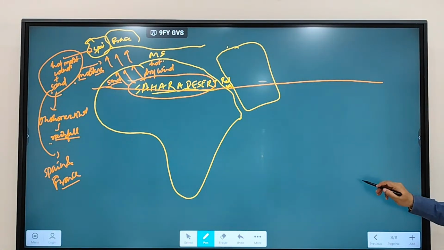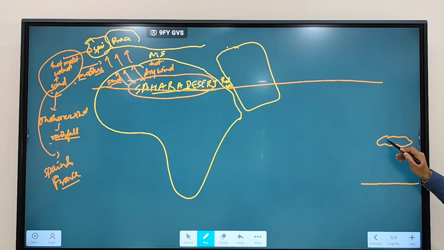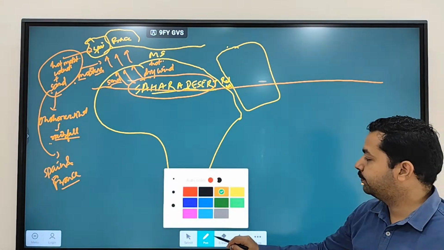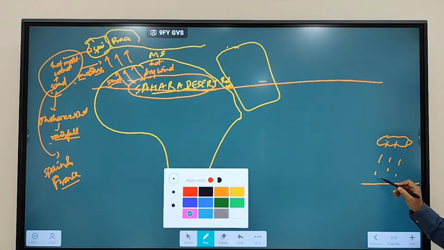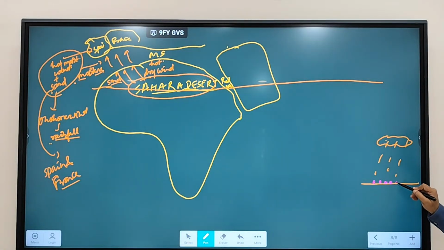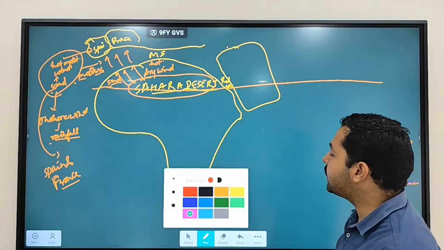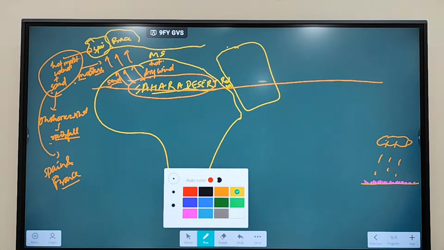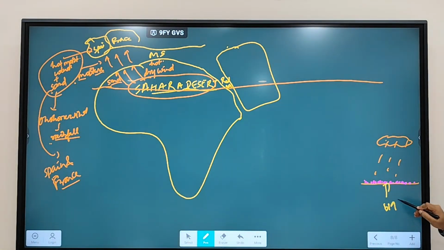Clear? So when rainfall happens, what will come down along with the rain? The sand particles will also come down, because the air was containing sand, and when rainfall happens, the sand particles will also come down. Clear? You know that sand particles are which type of particle? Bigger particles or smaller particles? Bigger particles. We have discussed arenaceous and argillaceous.